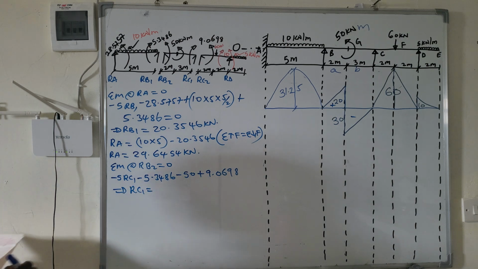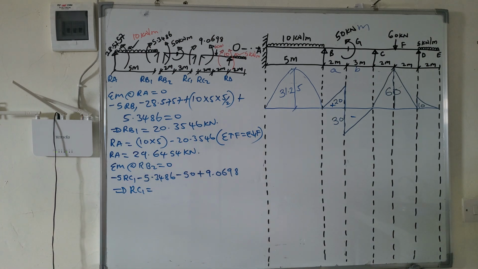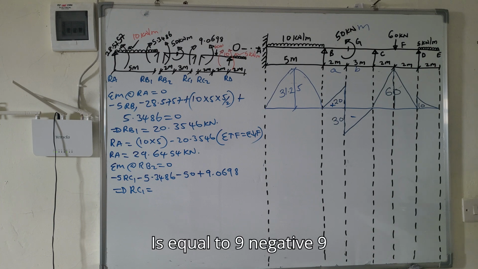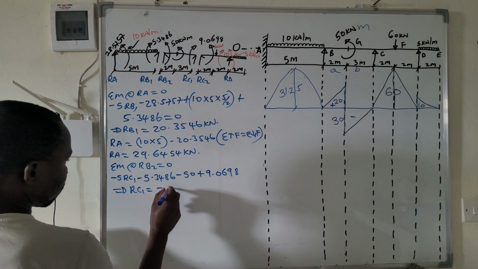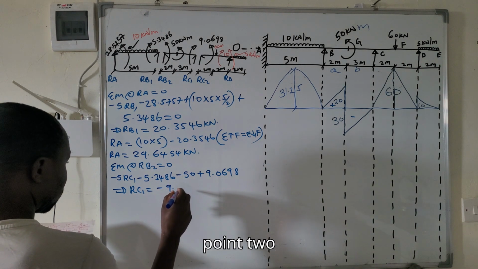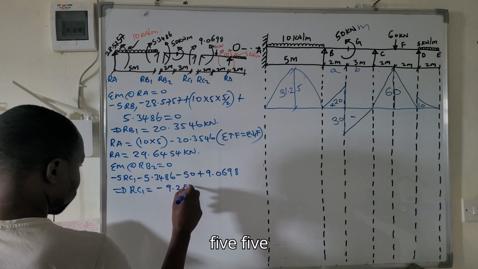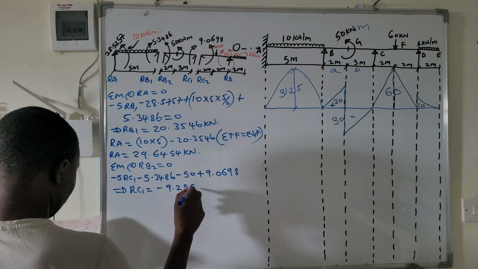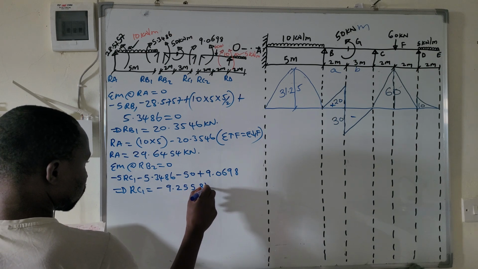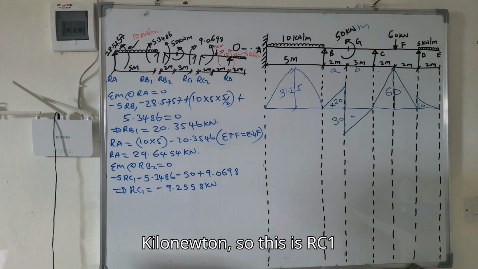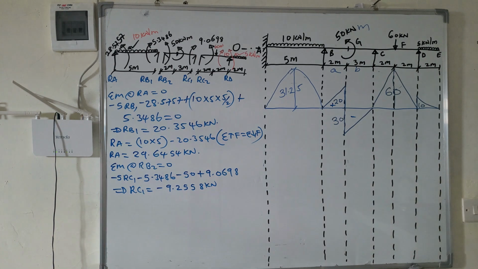So this implies RC1 is equal to negative 9.255 kilonewton. So this is RC1.